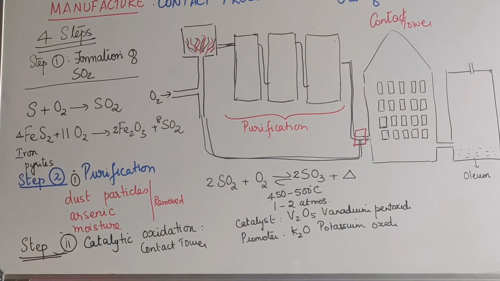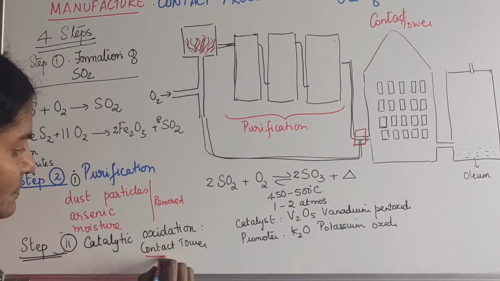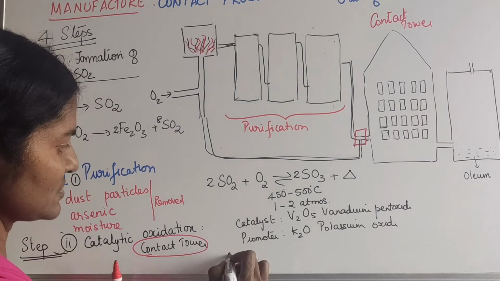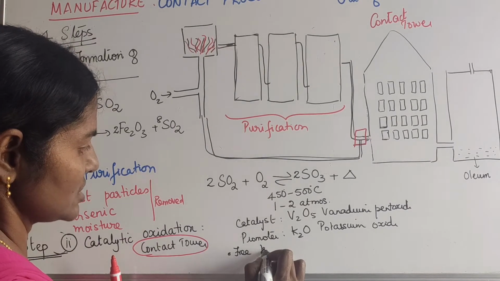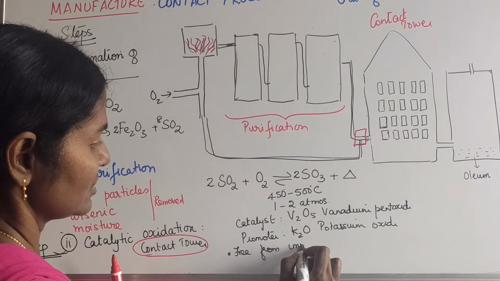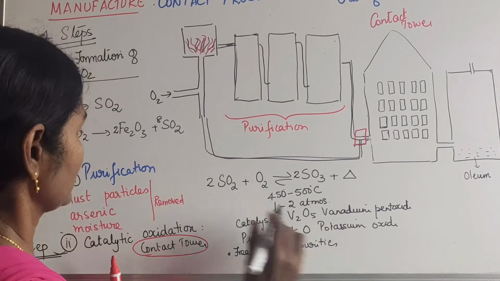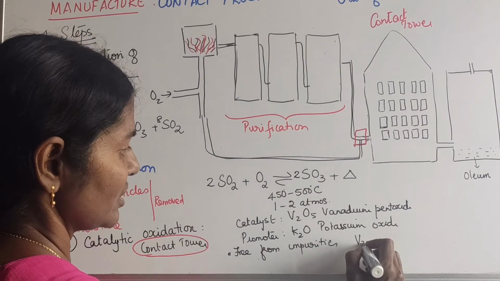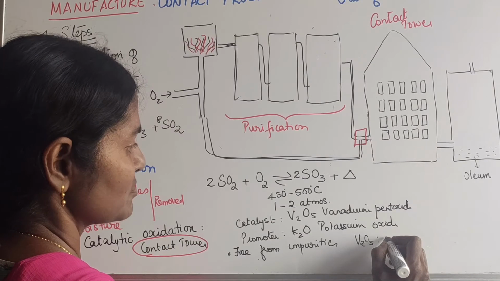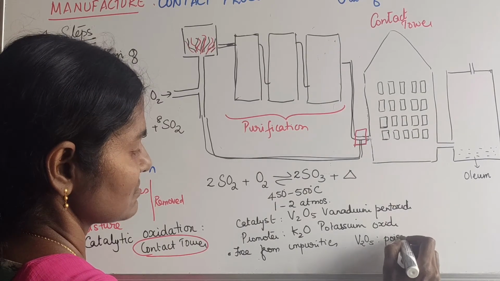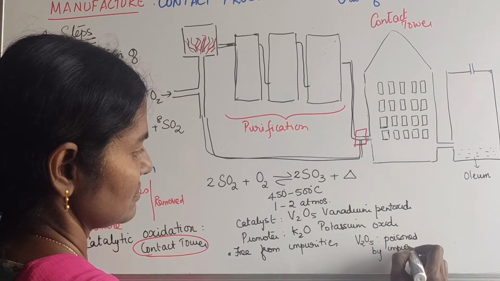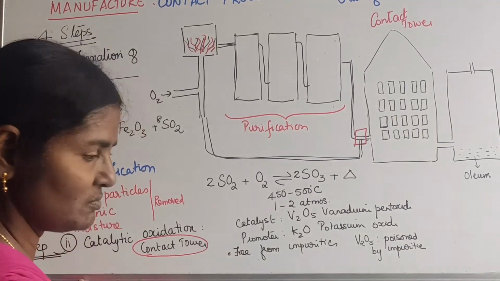Now when we come to this contact tower, there are certain things that we need to know. The first one is that it should be free from impurities. This is what we did in the purification step. Why? Because this vanadium pentoxide can be poisoned by impurities. That is why it should be free from impurities.